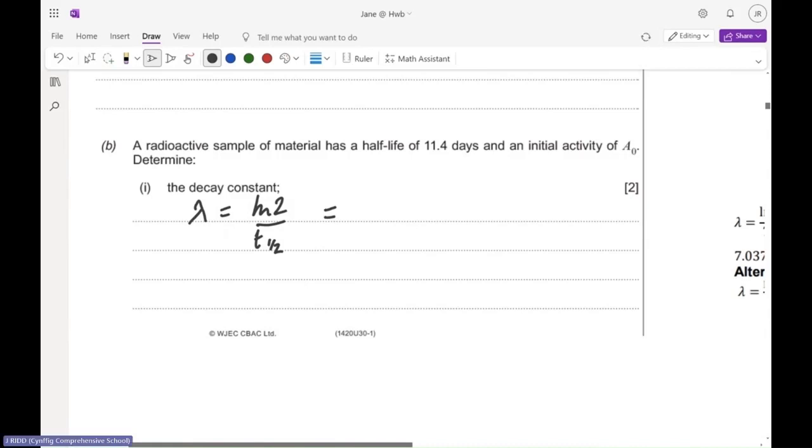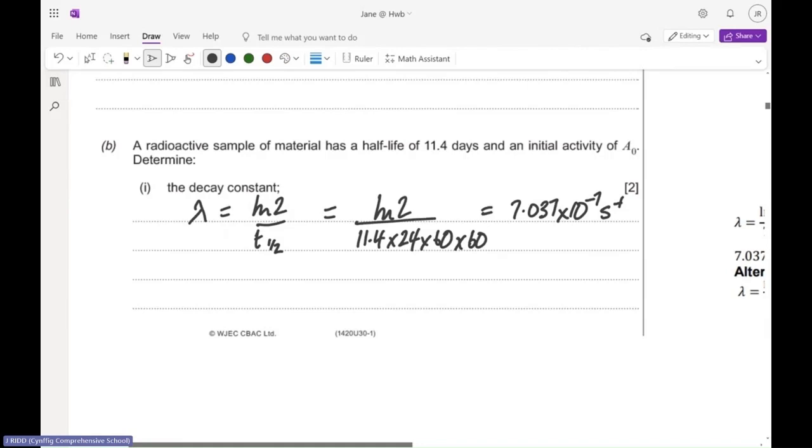Now, I personally prefer to convert things to seconds just to be on the safe side, and I like to work in meters, kilograms, seconds when I'm doing my calculations, so I don't forget about these things later on. So we've got T half then, which is going to be 11.4 in seconds, times 24 times 60 times 60. And if we put all that in, we end up with 7.037 times 10 to the minus 7 seconds to the -1. The unit for the decay constant is seconds to the -1.